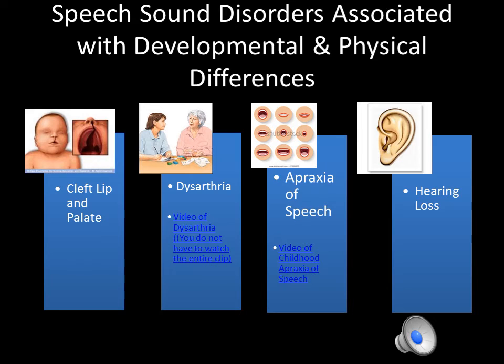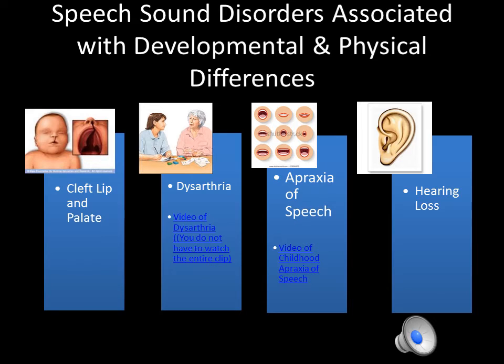Apraxia of speech, or also called verbal apraxia, is defined as a speech programming problem or a motor planning problem, and it's associated with brain damage to the frontal lobe. If you remember, the frontal lobe is where the motor strip is, or Broca's area, so that's where motor would be affected. That's where the damage occurs to that motor area in the frontal lobe.